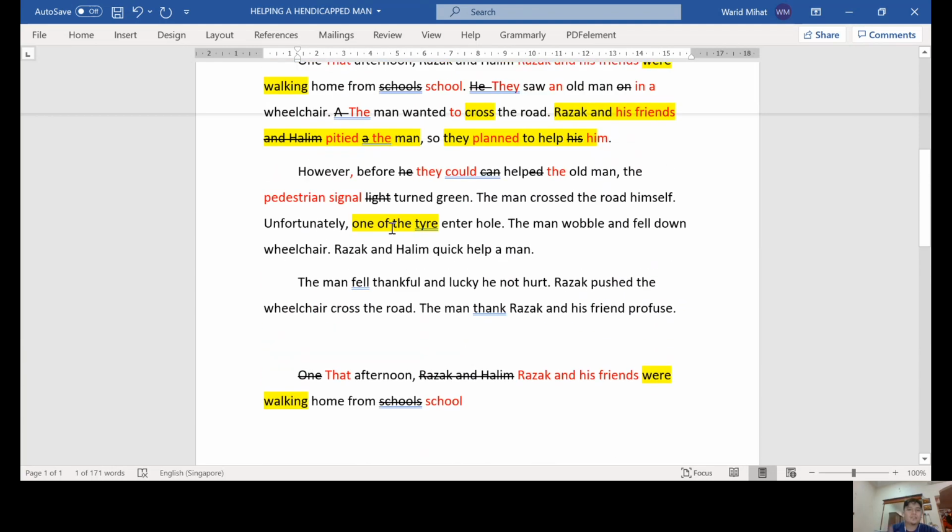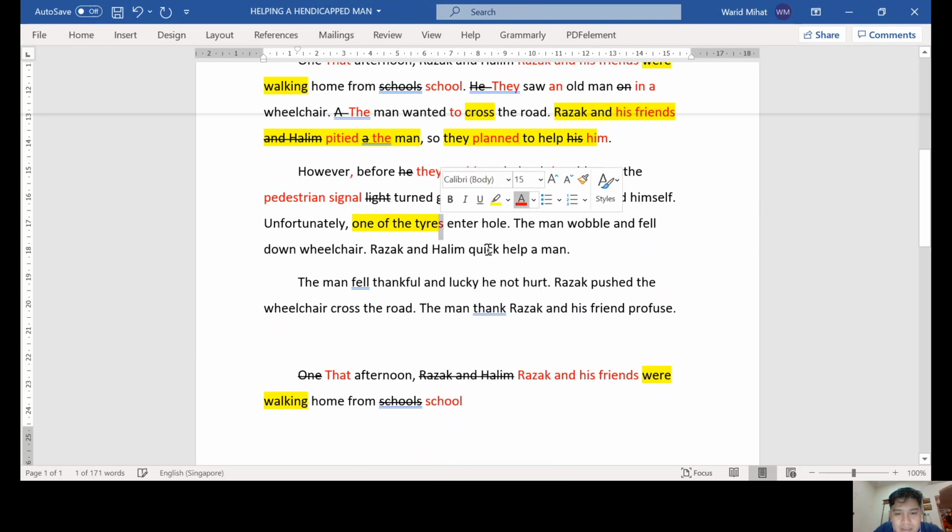Okay? So, salah satu daripada tire tu. This is also a collective noun lah. So, salah satu daripada tire. Tire-tire yang banyak tu lah. So, what should we add here? We should add S. Okay? One of the tires.